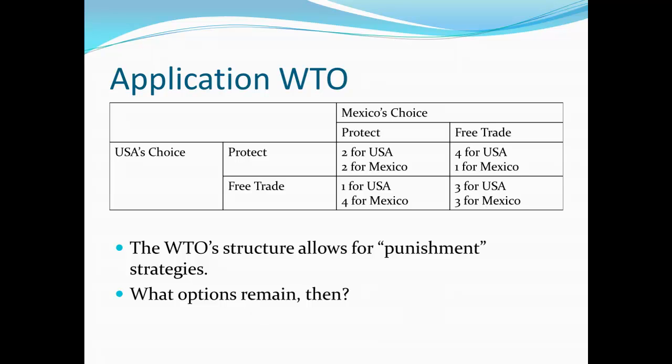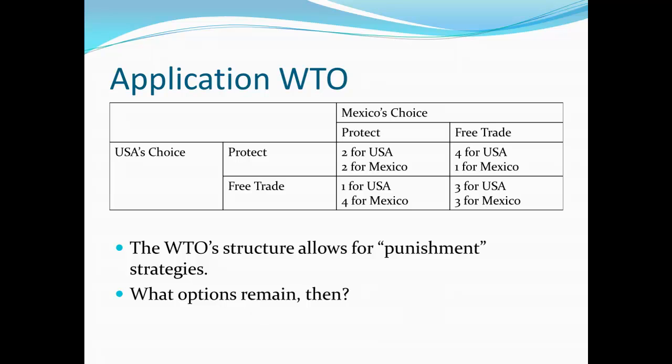Now, the way I put the numbers in here is really based on the politics of it. So the US thinks, well, if we protect while at the same time Mexico has free trade, that's a very good thing for the US, because the US can export all kinds of goods to Mexico. At the same time, we don't have to worry about competing with Mexican products here in our home market. So businesses are happy, the workers for these businesses are happy, and in the end, it's a good political thing.